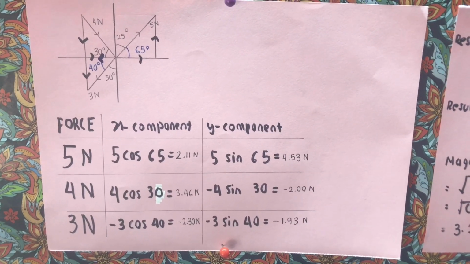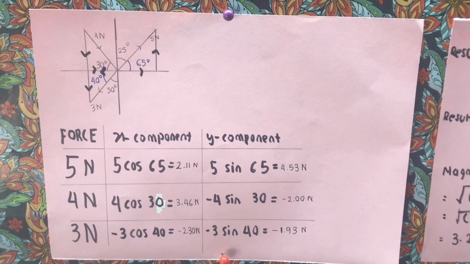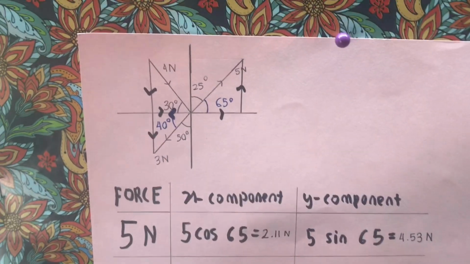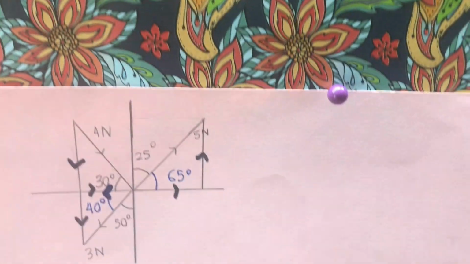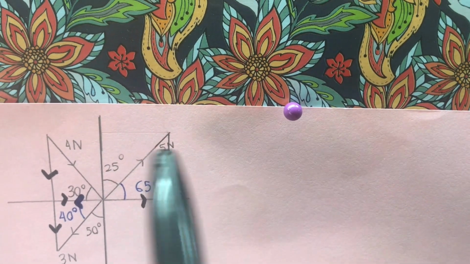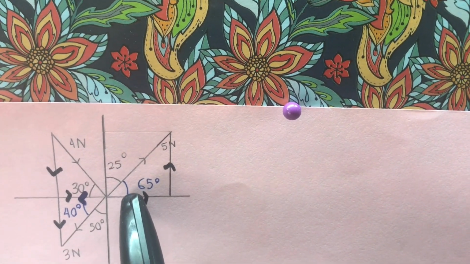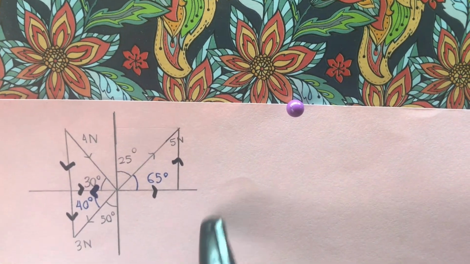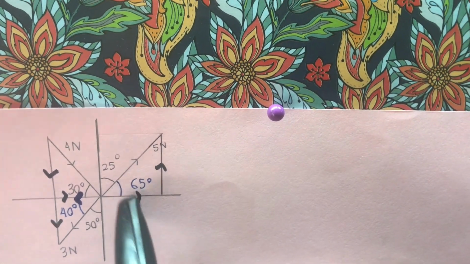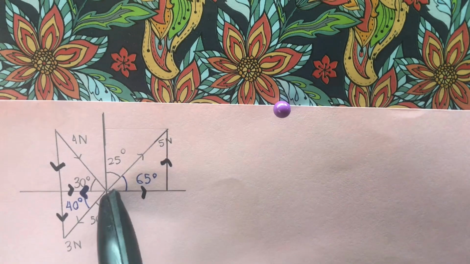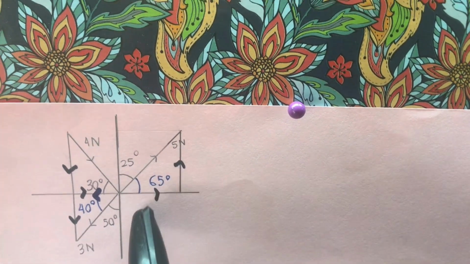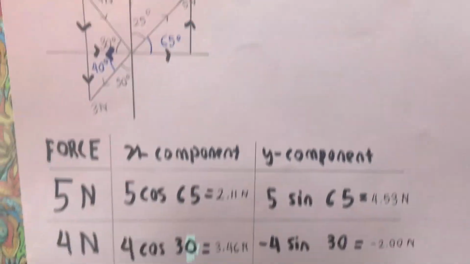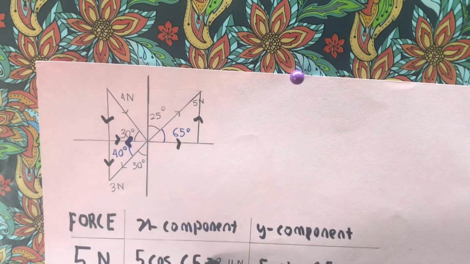The second question, we need to find the magnitude. To find the magnitude, we must calculate the x component and y component. For the first force, 5 Newton, we need to calculate the angle. So 90 degrees minus 25, we got 65 degrees. Since the Newton is upward, the x must be to the right and the y must be upward. So it is 5 cos 65.